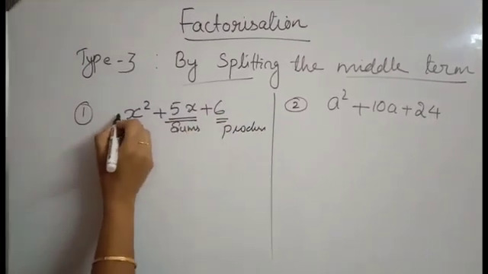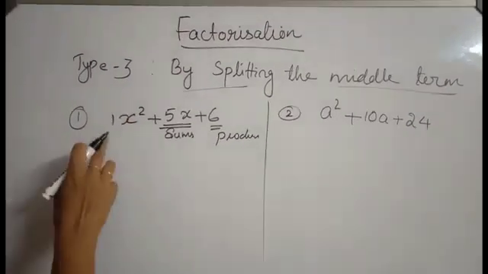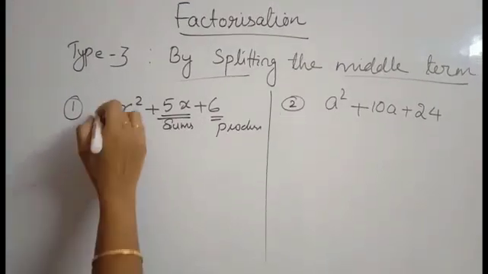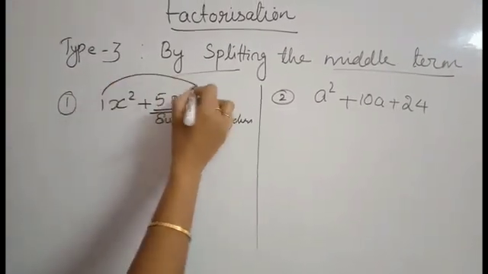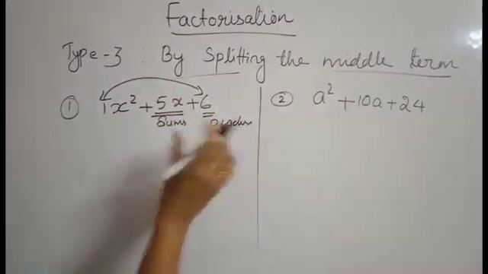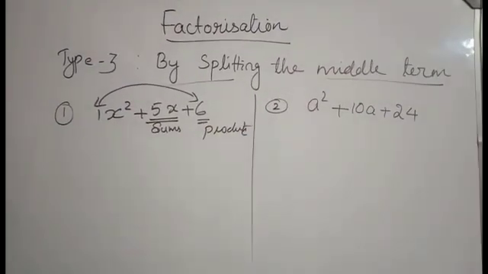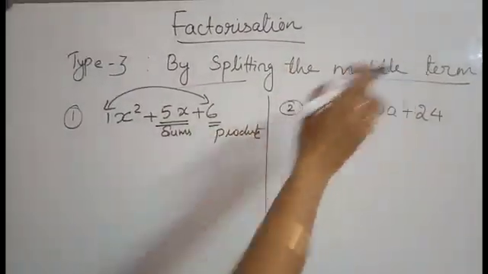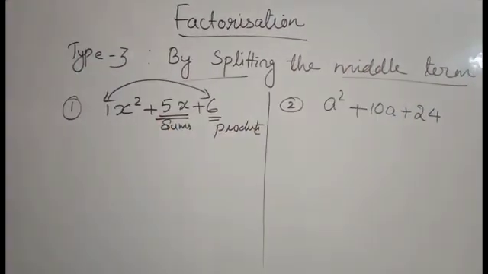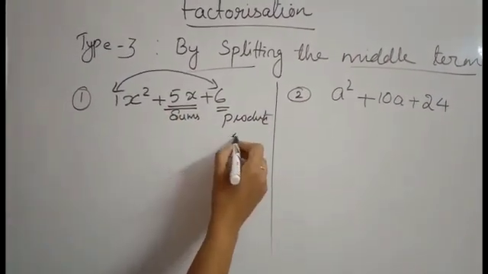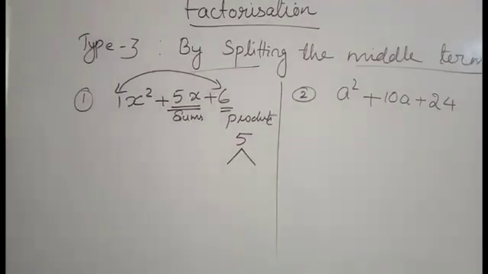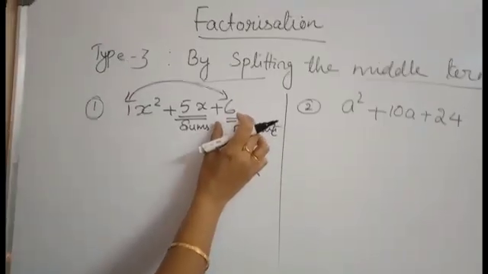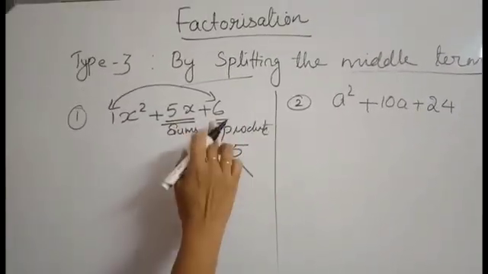Since the coefficient of x square is 1, the product is 6. If there was some other coefficient apart from 1 here, then you need to multiply the coefficient of x square as well as this last term, then you will get that product. Now here we are factorizing this expression by splitting the middle term. So what's the middle term here? That is 5. You have to split this 5 into 2 terms such that you must get the product as 6 here. Sum is 5 and the product is 6.